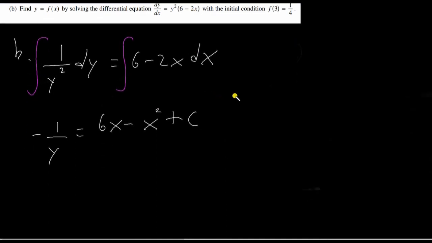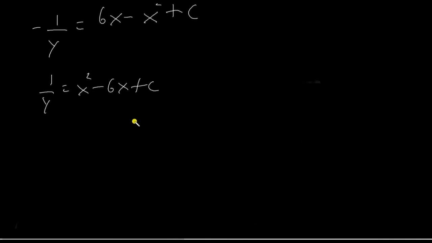Now I'll solve this equation for y, which isn't that difficult. I can divide everything by -1, so I'll get 1 over y is x squared minus 6x plus c. Again, the negative doesn't apply to the plus c, because if you're taking a negative of a constant, it's still a constant. Then I can solve for y by taking the reciprocal of both sides. So I'll get y is equal to 1 over (x squared minus 6x plus c). So the question is now, how do we solve for the value of c?